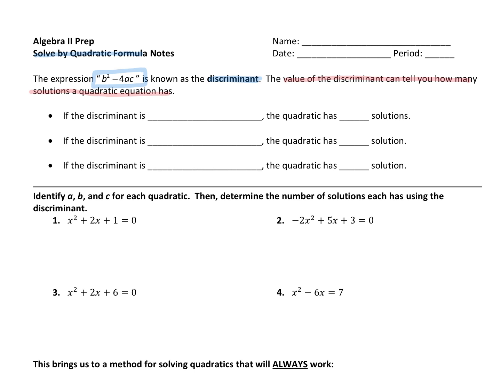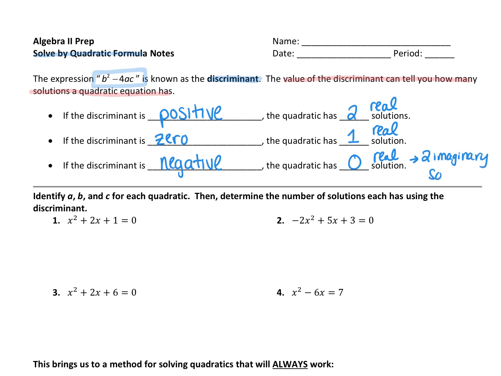If the discriminant is positive, meaning a positive number, then our quadratic is going to have two real solutions. If our discriminant is 0, that means our quadratic is going to have one real solution. And if the discriminant is negative, that means our quadratic is going to have no or 0 real solutions, but it could have up to 2 imaginary solutions.